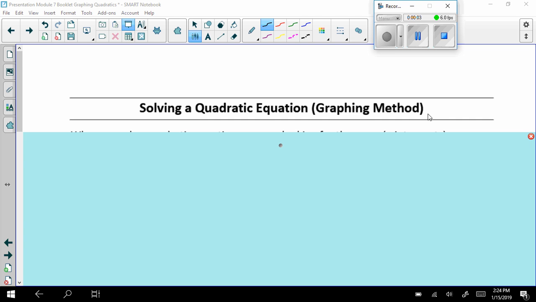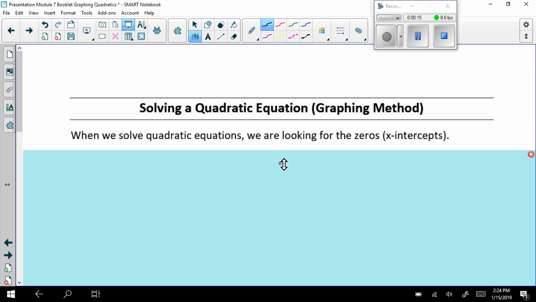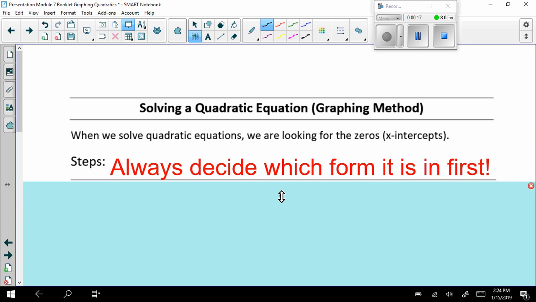In this video, we're going to use what we were doing with graphing our quadratic functions to talk about solving a quadratic equation. So the difference here being it's not going to be y equals, it's going to be equals 0. So when we solve quadratic equations, what we're looking for are the zeros or the x-intercepts.